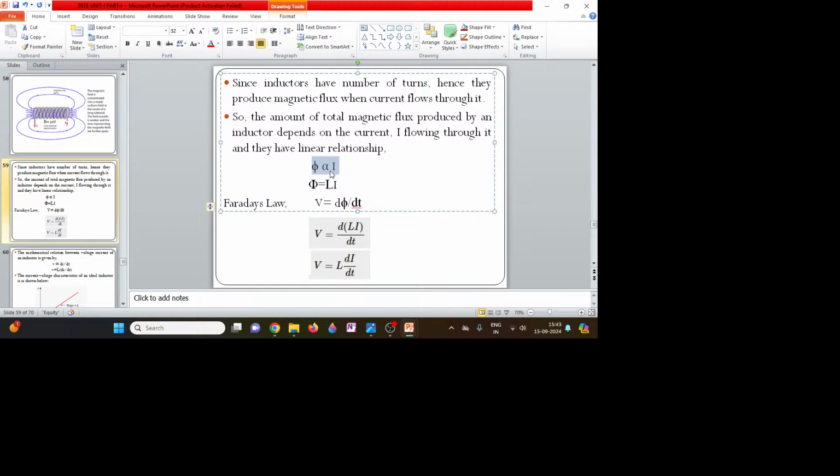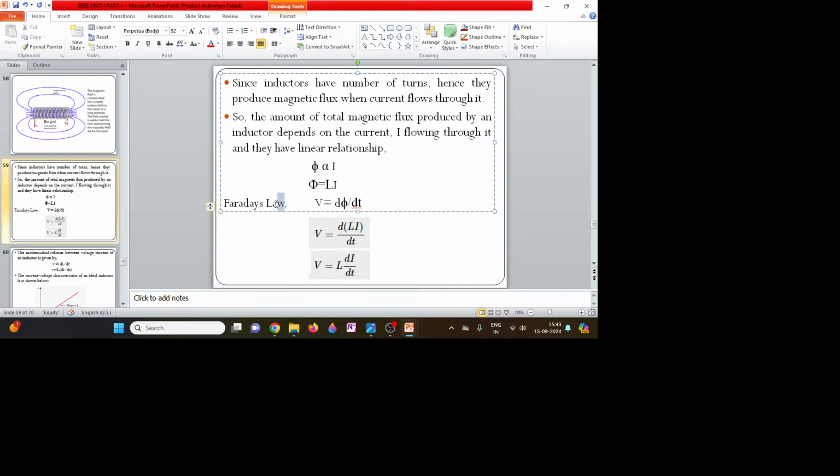If you remove the proportionality, it can be replaced by some proportionality constant, that is L. That L is nothing but inductance. So the notation for inductance is L. So phi is equal to L i. So L is equal to phi by I, or we can say L is equal to d phi by d i, where d means differential.